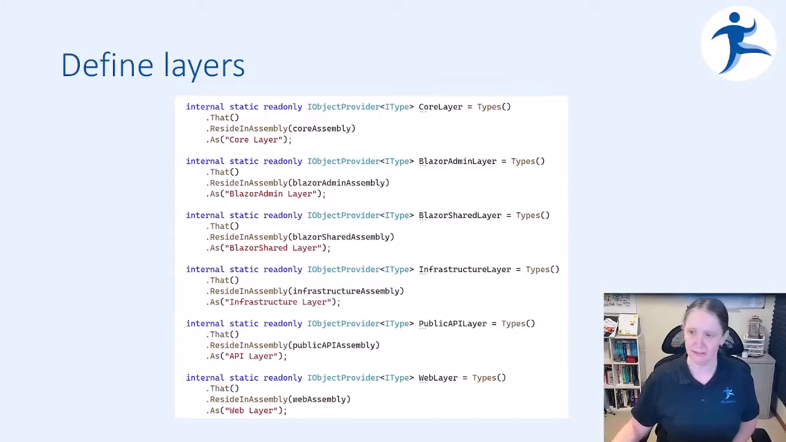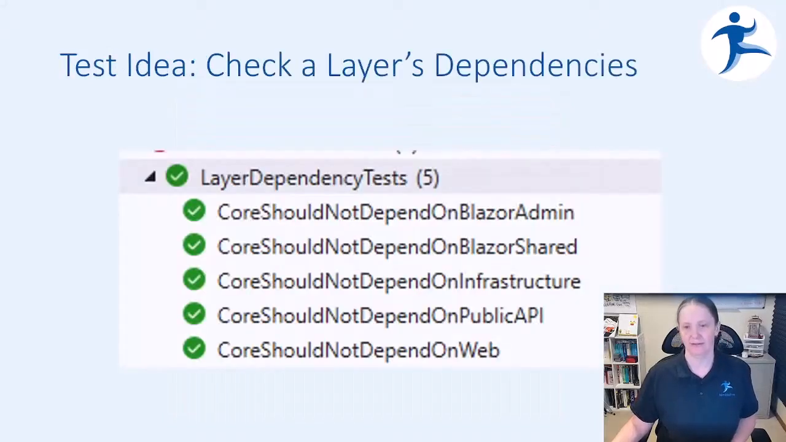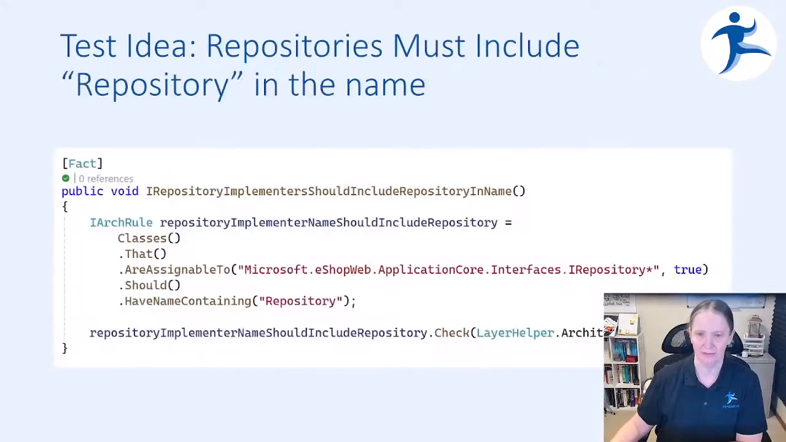All right. The next thing we'll go into is the ideas for what could you test. So you can check a layer's dependencies. Now, what I initially did was I checked to make sure Core doesn't depend on each one of these individually. And that's just to get a feel for, okay, how does this work? Does this make sense? Now the demo I'm going to show you here, and you'll see in a few slides, is that we can actually combine this and say it should not depend on Blazor Admin, and it should not depend on Blazor Shared, and it should not depend. So we'll get into the AND here very shortly.